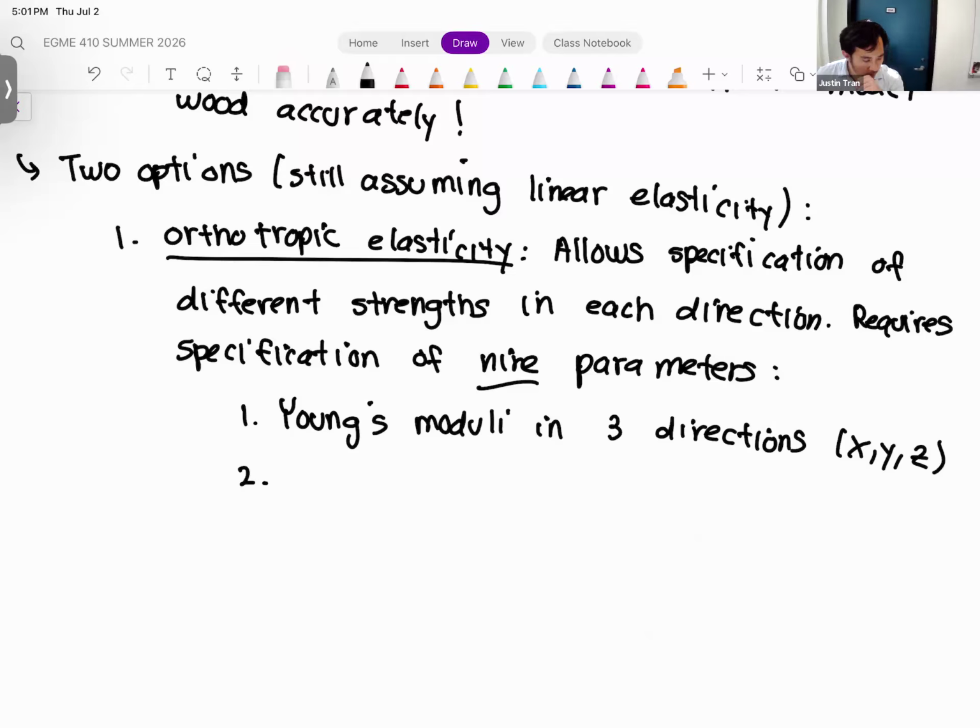You also need to specify Poisson's ratio in each of the 3 directions.